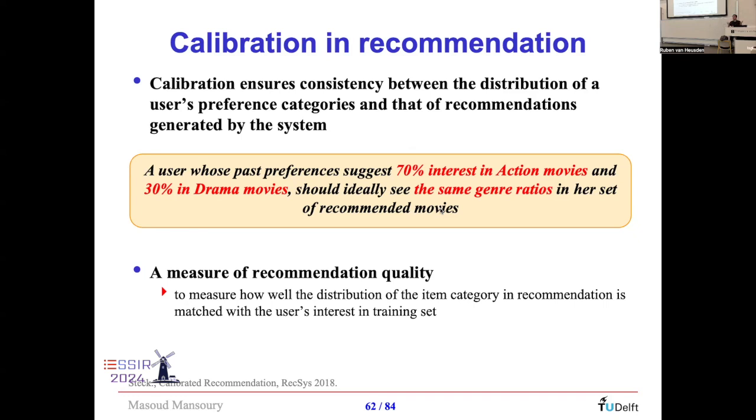So it can be a measure of the recommendation quality, specifically in sparse data. When you compute an accuracy metric like precision, recall, or NDCG, the problem is that if the data is very sparse, the value computed for these metrics would be very low, which is not that reliable. But if you go for calibration, at least in that situation, you can make sure that, for example, the category of the recommended items is the same as the preferences of the user in the input data.